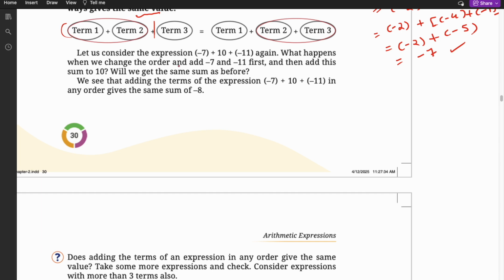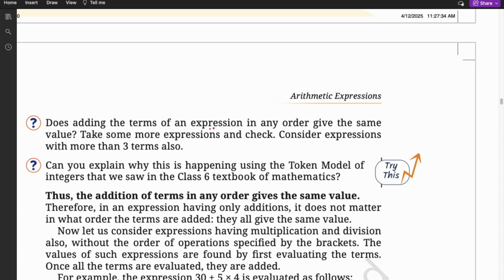What happens when you change the order? If we add -7 and -11 first, suppose we added -7 and -11 first, so you will get -18, then plus 10, which is equal to -8. Then add this plus 10, then will we get the same sum as before? Yes. We see that adding the terms of the expression -7 plus 10 plus -11 in any order gives the same sum of -8. Does adding the terms of an expression in any order give the same value? Yes.